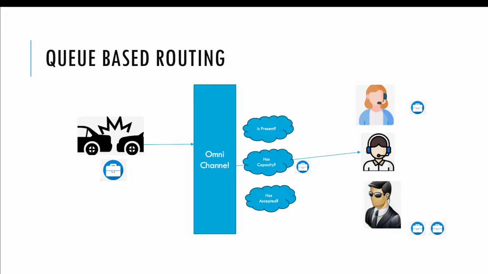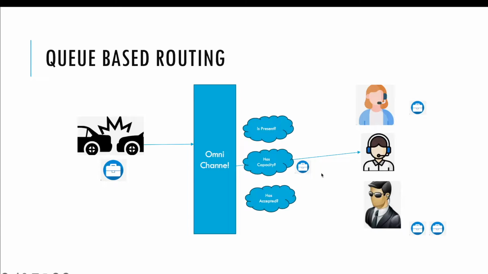But before it assigns that case, it checks whether the agent is present, whether they are available, and whether they have capacity. For example, on my screen, there are three agents. The third agent already has two cases. Let's say we configure Salesforce so that any agent at a given point of time has the capacity to handle only two cases. So his capacity is totally full. But this other agent doesn't have any case assigned, so he looks like an ideal candidate for the next work.